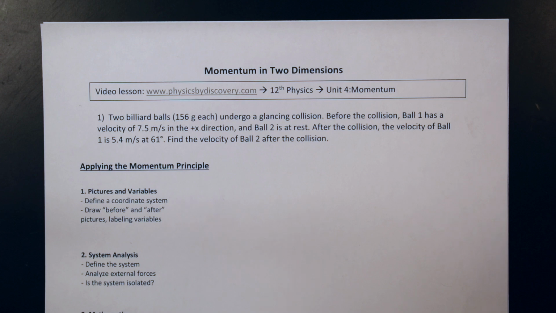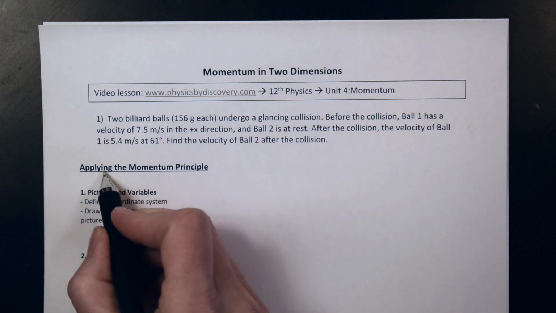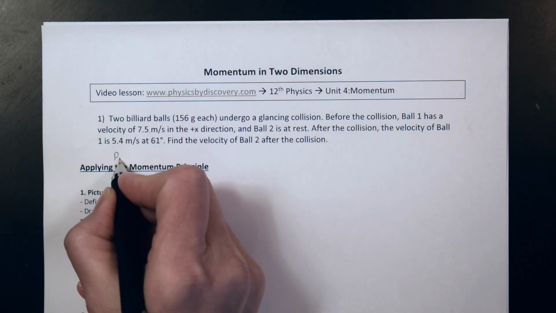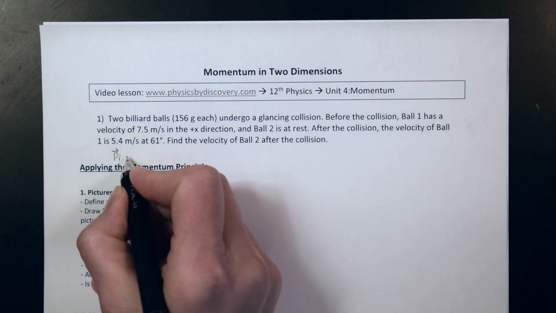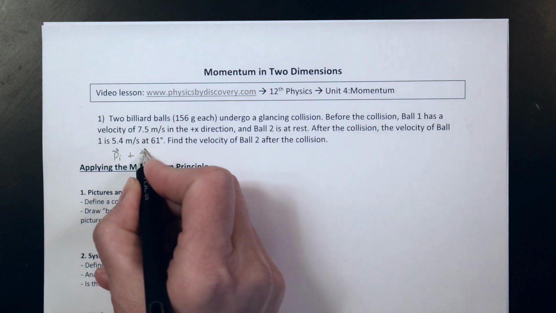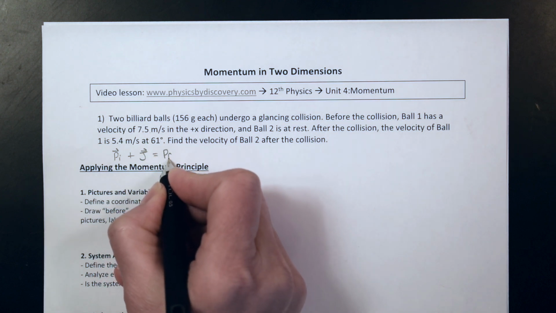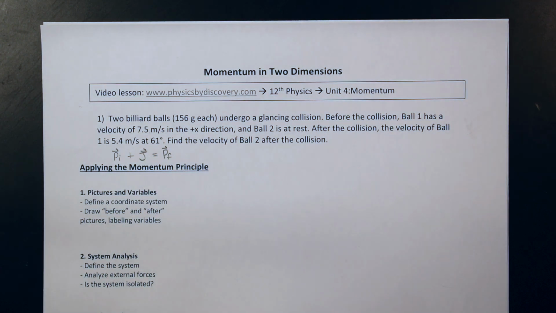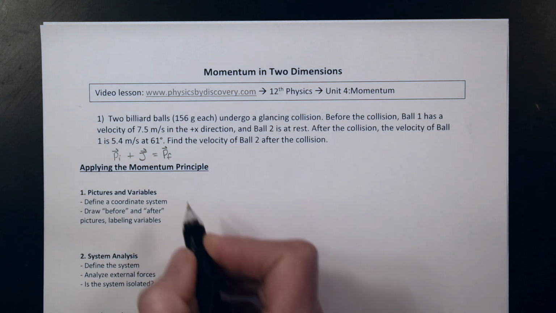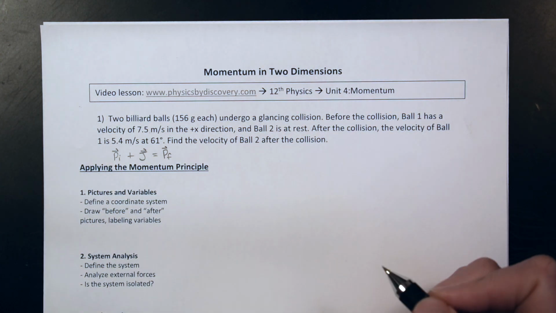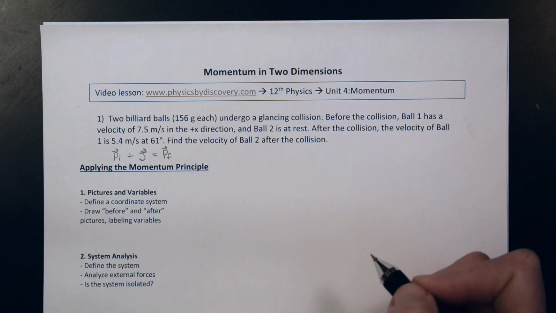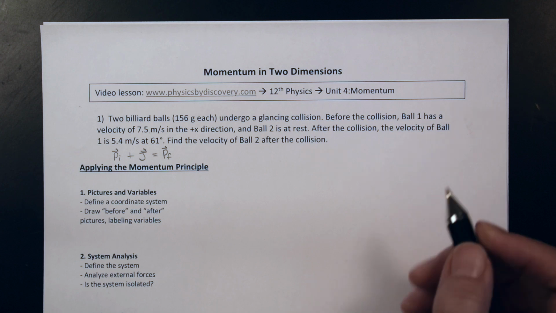Welcome to this lesson on momentum in two dimensions. We have been learning about how to apply the momentum principle, which is that the initial momentum plus the impulse equals the final momentum of a system. And so far we've been doing that just in one dimension, where everything is moving along one axis. Today we are going to start working on momentum in two dimensions, where the objects will be moving in both the x and the y directions.